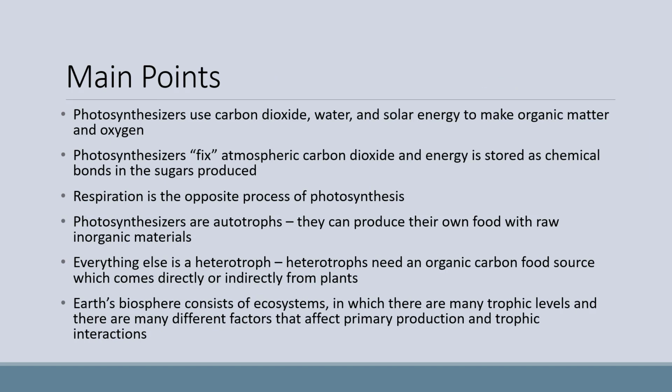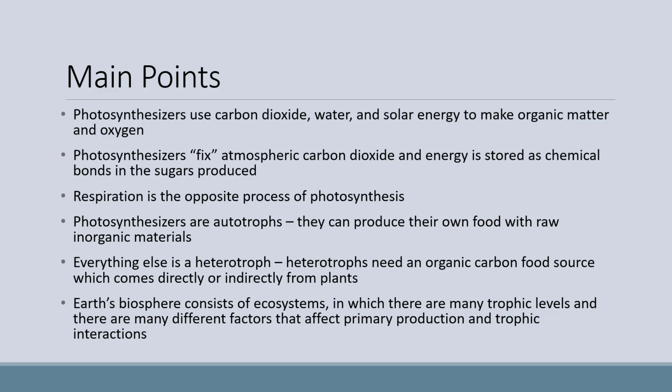That concludes the material. Let's go through and review the main points. Photosynthesizers use carbon dioxide, water, and solar energy to make organic matter and oxygen. Photosynthesizers fix atmospheric carbon dioxide, and energy is stored as chemical bonds in the sugars that are produced. Respiration is the opposite process of photosynthesis. Photosynthesizers are autotrophs. They can produce their own food with raw inorganic materials.